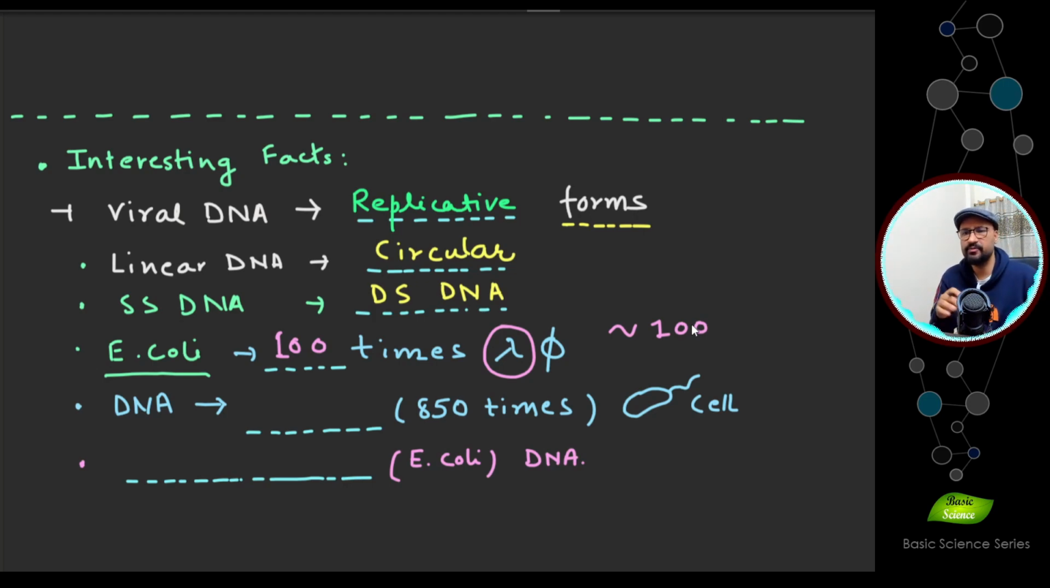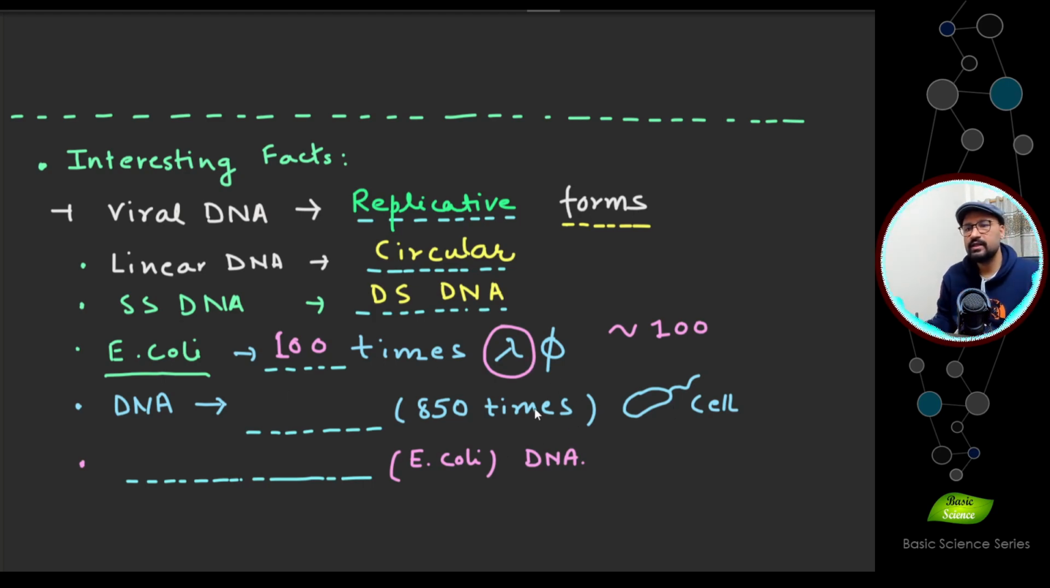Lambda phage we are considering because it's an average-sized viral DNA, as compared to the T4 that we have seen, which is the largest, and the other one, T7, which is a little bit smaller. In between you have lambda. That is why we are trying to compare. So approximately 100 times.